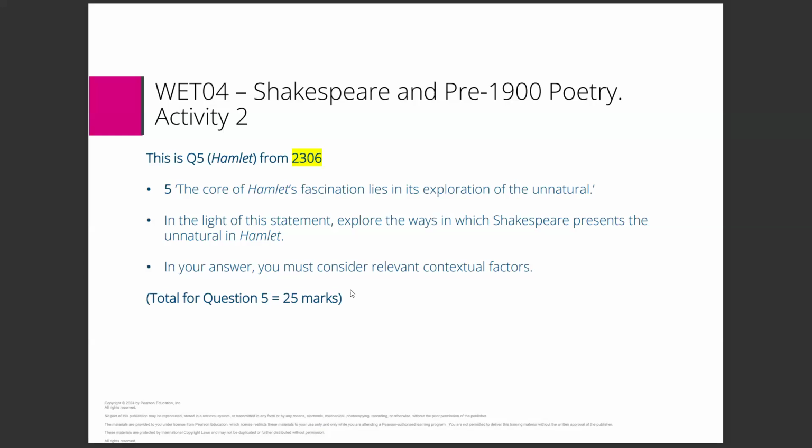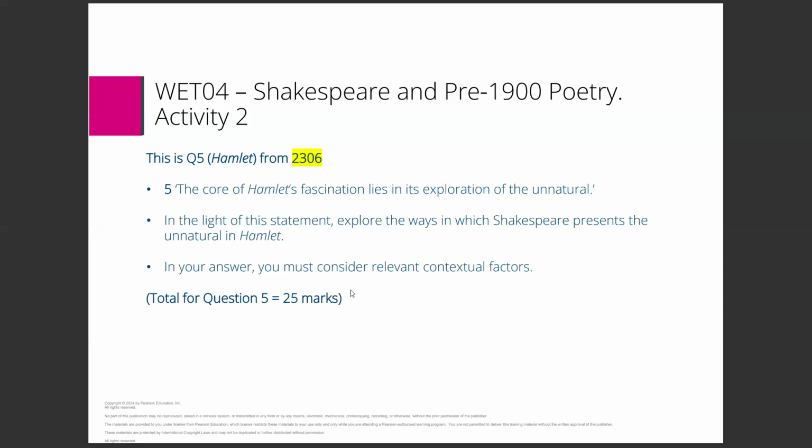And then the third example, from the 23 paper, is about Hamlet's fascination. The core of the fascination lies in the exploration of the unnatural. And the question's asking for an exploration of the presentation of the unnatural. So certainly candidates would need to identify aspects they think of as unnatural or supernatural.